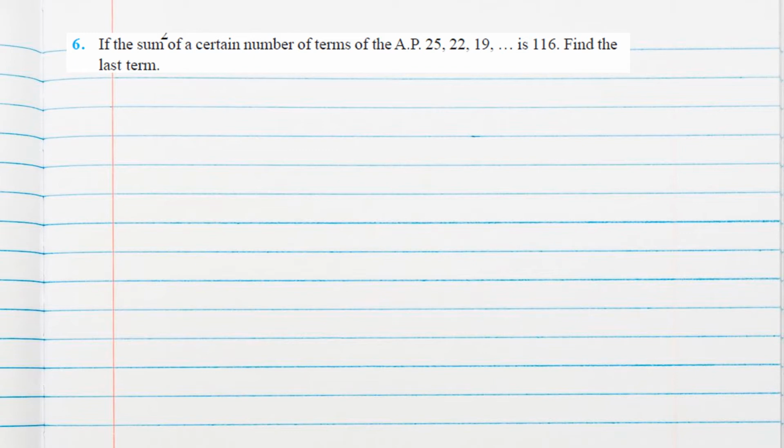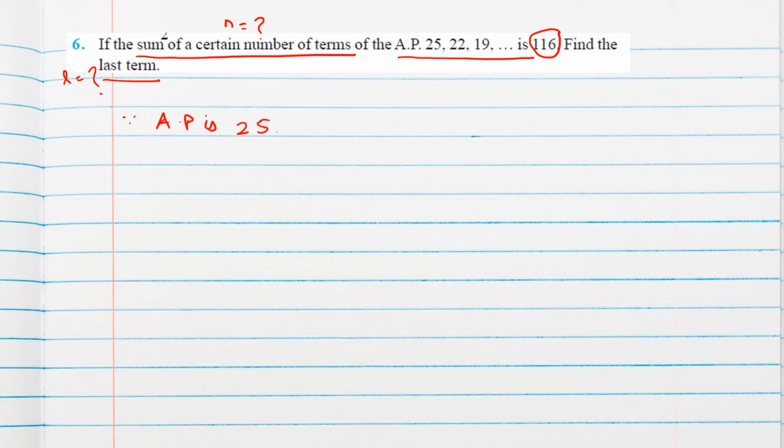Question number 6. Sum of a certain number of terms. So how many terms, that is not given, that means n is not given. Then the AP is given and this is the sum, 116 is the sum. Find the last term. L we should find here. The AP is given: 25, 22, 19 and so on. So the first term will be 25, and d will be 22 minus 25, that is a2 minus a1. That gives minus 3.